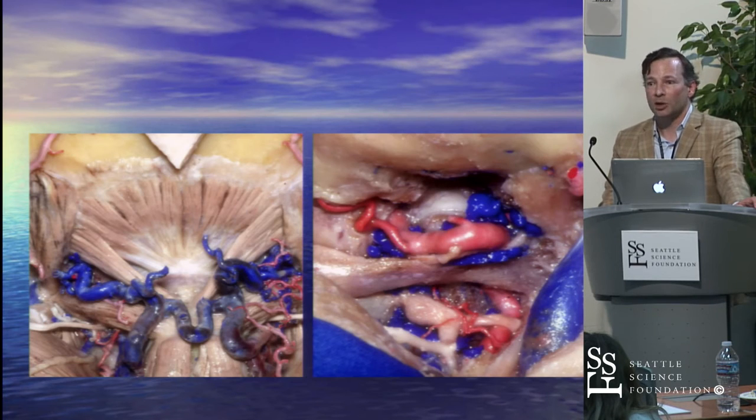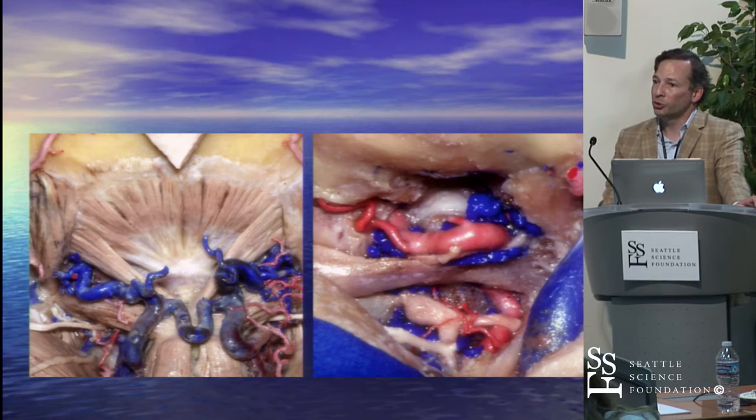This is a nice suboccipital venous plexus shown on the left, and these are contributed to by the deep cervical vein, the occipital veins, and the perivertebral artery venous plexus.